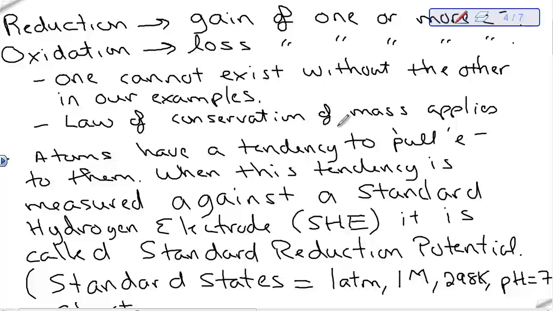And also, when we have to balance these things, we will apply the law of conservation of mass, of course. I bring that up because oftentimes we forget that we have to balance charge as well. Electrons do have mass, so we must balance them as well.